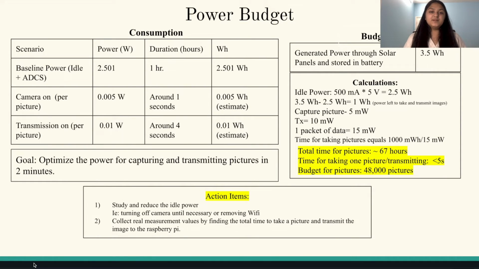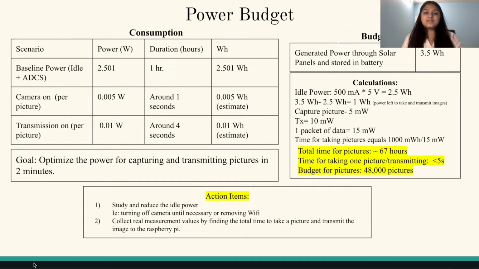To calculate the power consumption, we divided the total mission's power usage into baseline power, power to take each picture, and the power to transfer an image. The baseline power includes the idle power and the power that is required for the ADCS to operate. We figured out that the total idle consumption was roughly 2.5 watt-hours, which is higher than the energy provided by the solar panels, which is roughly 1.96 watt-hours. So, we're assuming that the battery reserves around 1 watt-hour of energy.